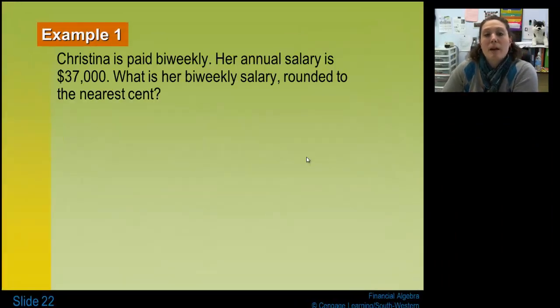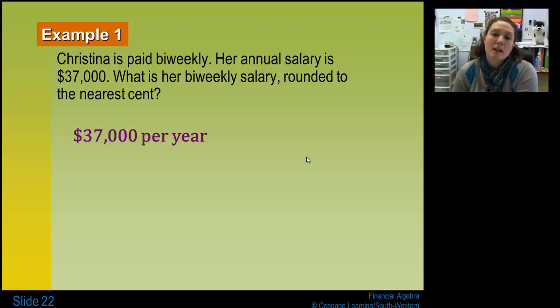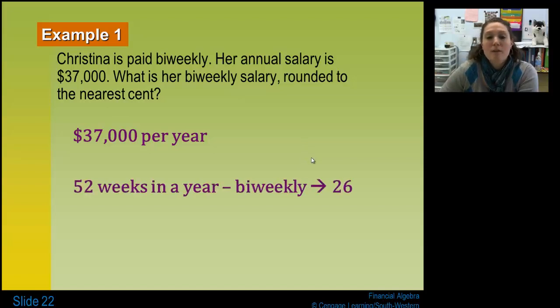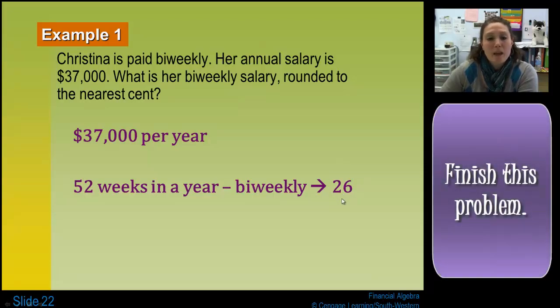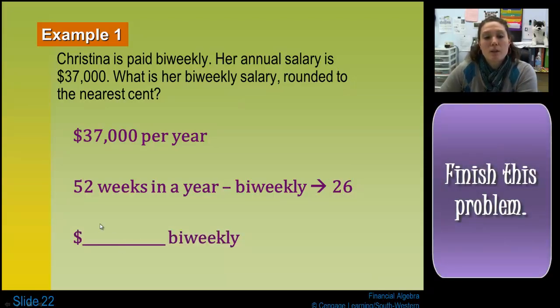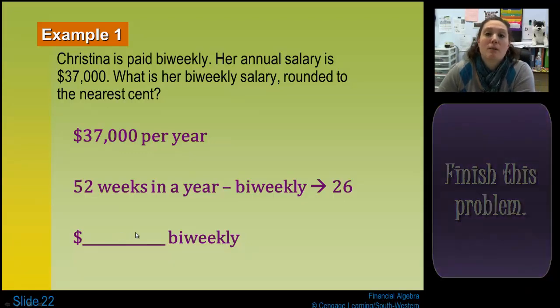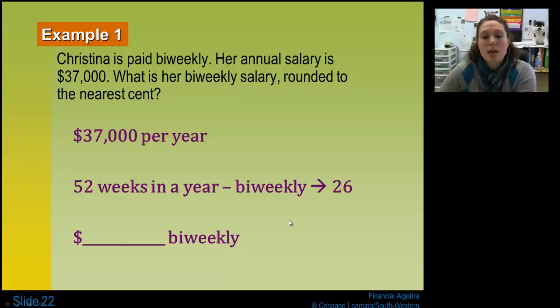Example 1. Christina is paid bi-weekly. Her annual salary is $37,000. What is her bi-weekly salary rounded to the nearest cent? So if she makes $37,000 per year, she's paid bi-weekly, which means there are 52 weeks in a year, and bi-weekly, we cut that in half because bi means 2. She has 26 pay periods. So you need to tell me, do the calculation, $37,000 per year divided by 26 paychecks. What is she paid bi-weekly? And you're going to round to the nearest cent or the nearest penny. So do the calculations. Finish this question, please.